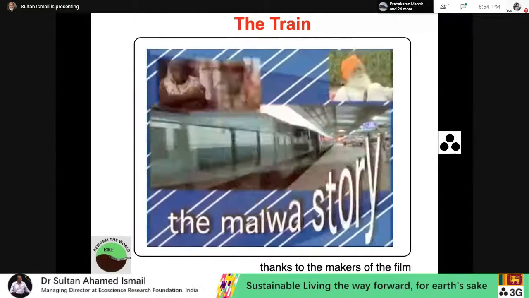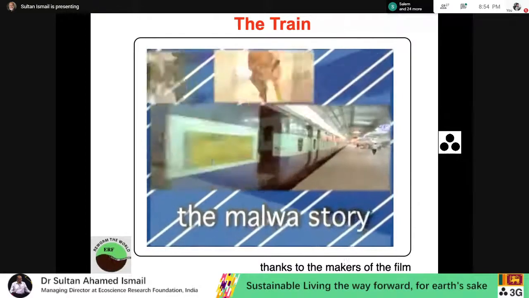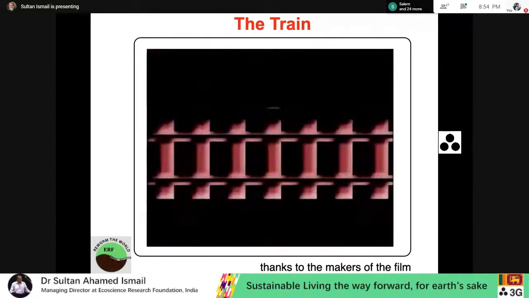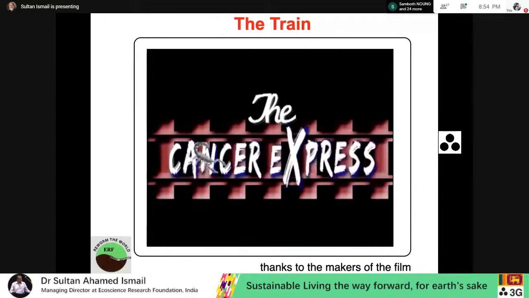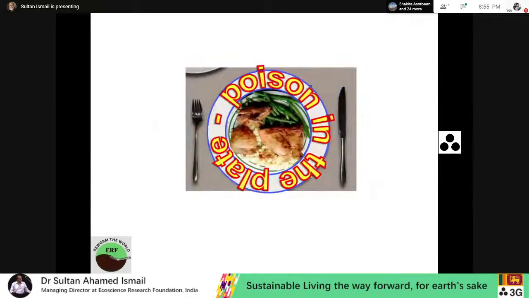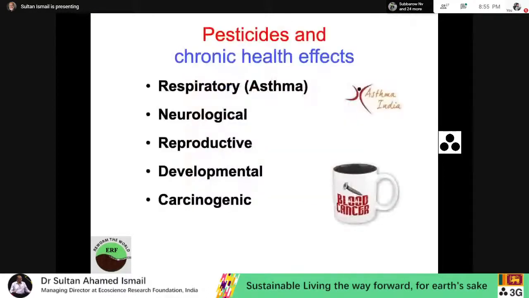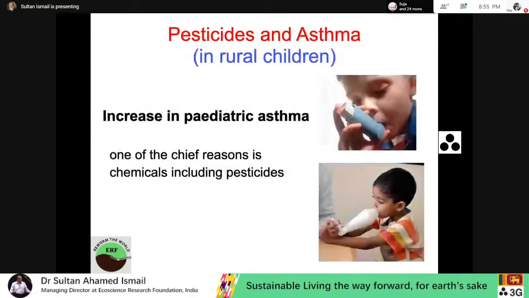This is a train which goes every day from Bathinda in Punjab to Bikaner in Rajasthan, carrying at least 100 farmers every day with cancer. And the train is called the Cancer Express. Kindly Google for Cancer Express. You'll get more information about it. So what are we eating in the plate? Poison. Poison. All these complications have started coming and increasing. You all know about it. And inhalers. Today, every child has started using inhalers because of air quality, because of all these components.